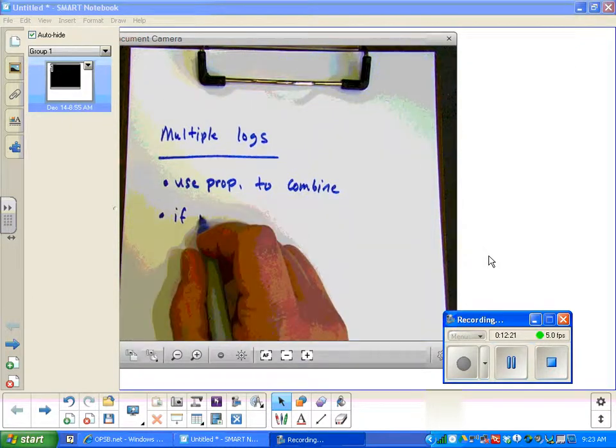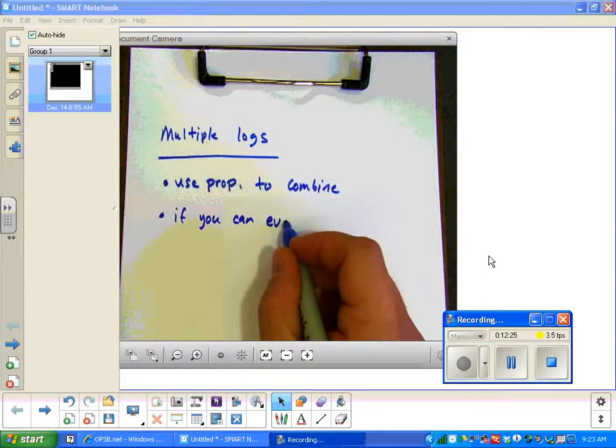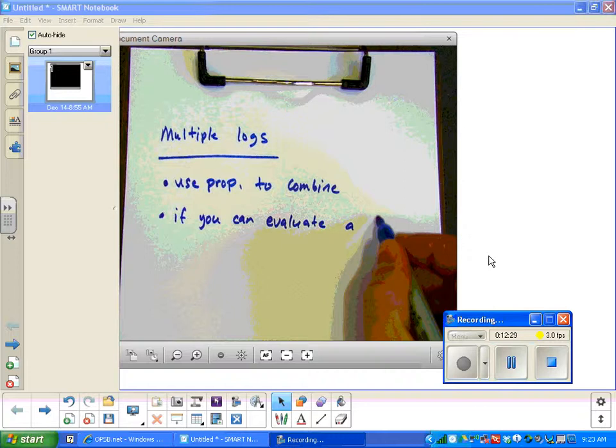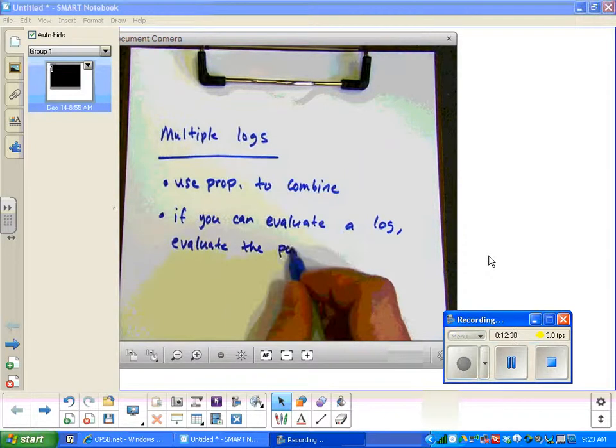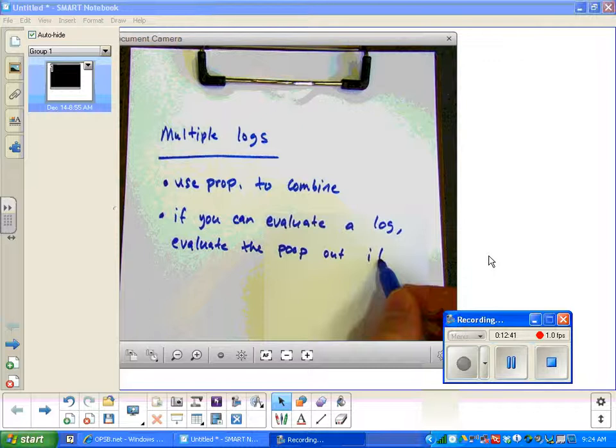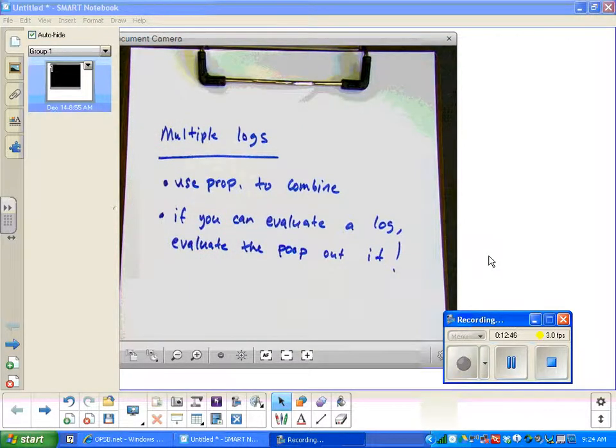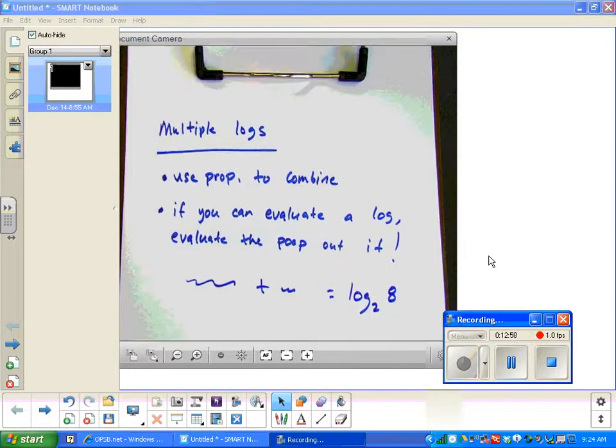Let me phrase this one. If you can evaluate a log, we'll talk about what it means, evaluate. Evaluate the poop out of it. I mean, evaluate that sucker. Now, let's see what we're talking about. If I get a bunch of logarithms here, plus another logarithm here, and then we see log base 2 of 8. What is that? 3, right? Because 2 to the third is 8. So if I see one that I can evaluate, you don't just say 3, you evaluate the poop out of it. I mean, go for it.